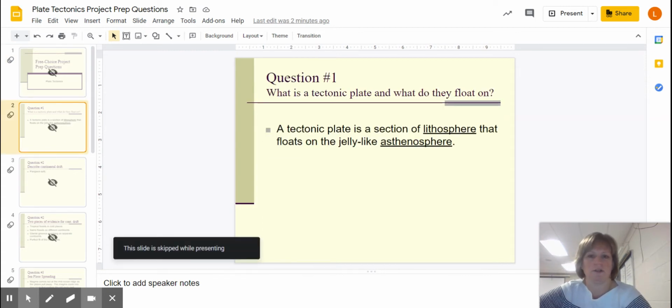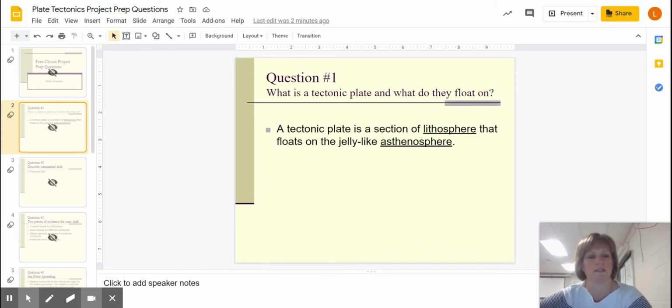The first thing you're showing you know, prep question 1 about standard number 11 for our year, is: what is a tectonic plate and what do they float on? The two underlined words are the most important. A plate is solid lithosphere and it floats on the jelly-like asthenosphere. Lithosphere is almost like saying crust, but it includes the upper part of the mantle. So I'm scoring to see that that's incorporated into your project.